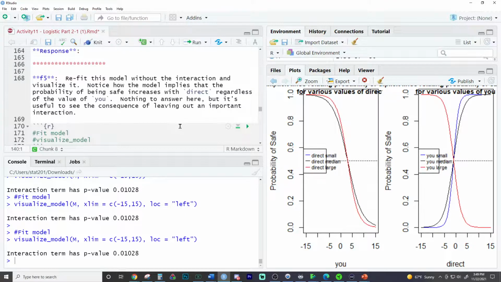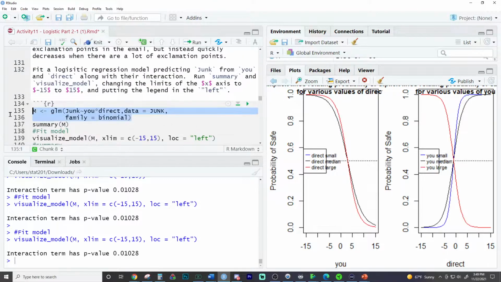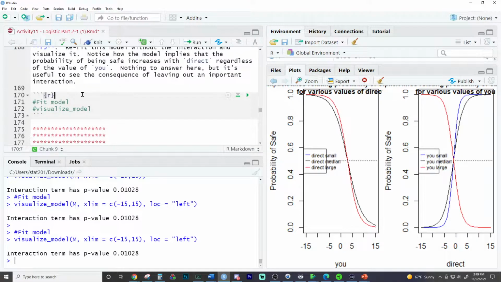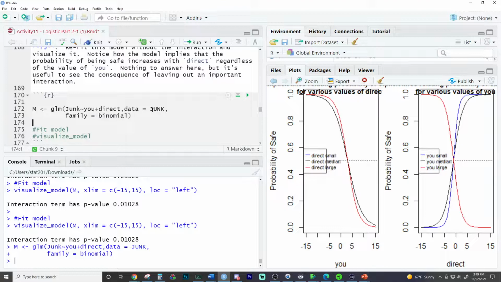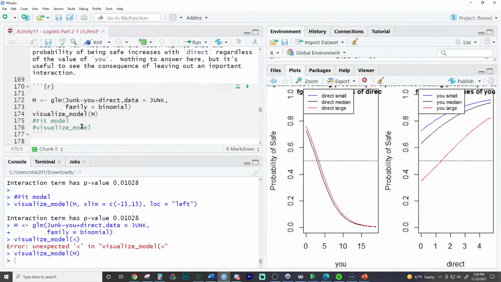Refit this model without the interaction and visualize it. Notice how the model implies that the probability of being safe increases with direct, regardless of the values of u. So we're going to do the same thing here, and now we'll get parallel sigmoidal curves. The reason they're parallel is because there is no interaction term. Without the interaction term, the relationship right here is going to be constant. So now we notice a constant relationship.